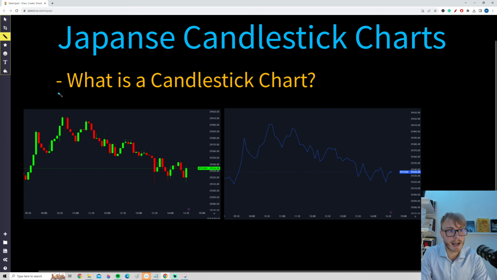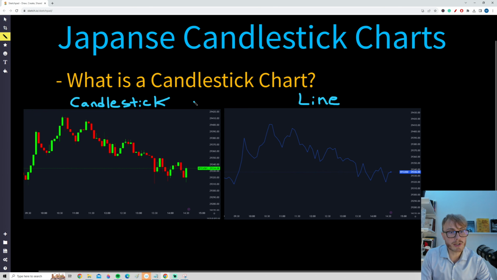But now guys, let's answer the question here. What is a candlestick chart? Well, here on the screen you can see two different types of charts. This chart here to the left is the candlestick chart, and the chart here to the right is what we call a line chart. And a candlestick chart is a chart that consists of multiple candles. So you can see that every bar on this chart that can be either green or red is what we call a candle or candlestick.